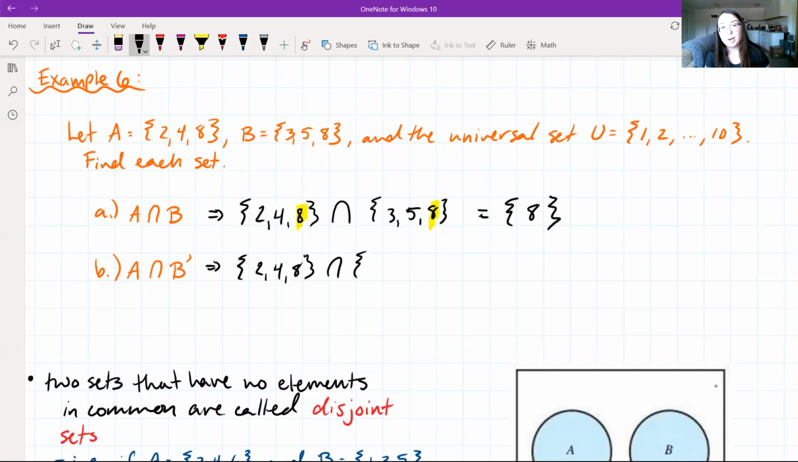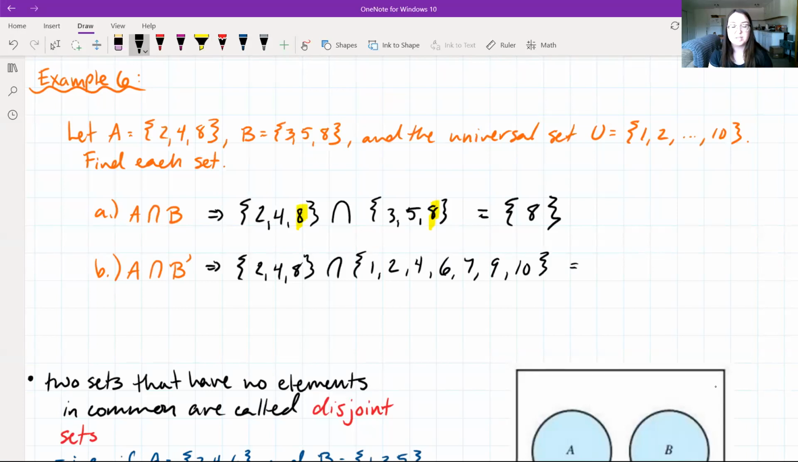Then our B prime is all the numbers in our universal set, which is just 1 through 10, that aren't contained in B. So we know that B prime is going to be 1, 2, 4, 6, 7, 9, and 10.